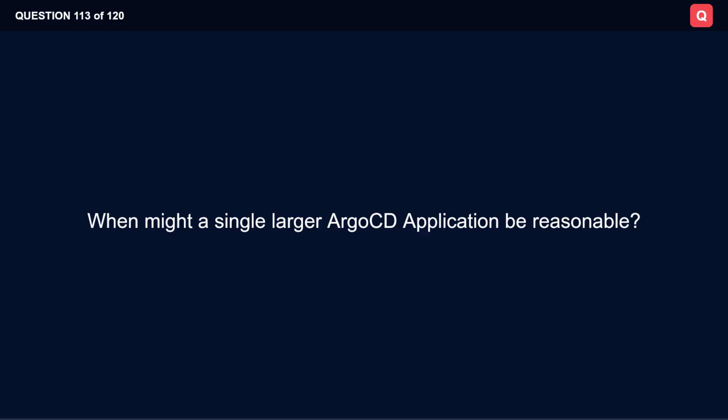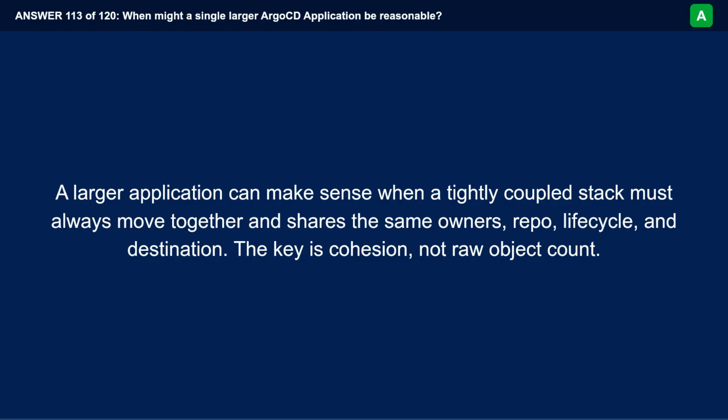When might a single larger ArgoCD application be reasonable? A larger application can make sense when a tightly coupled stack must always move together and shares the same owners, repo, lifecycle, and destination. The key is cohesion, not raw object count.